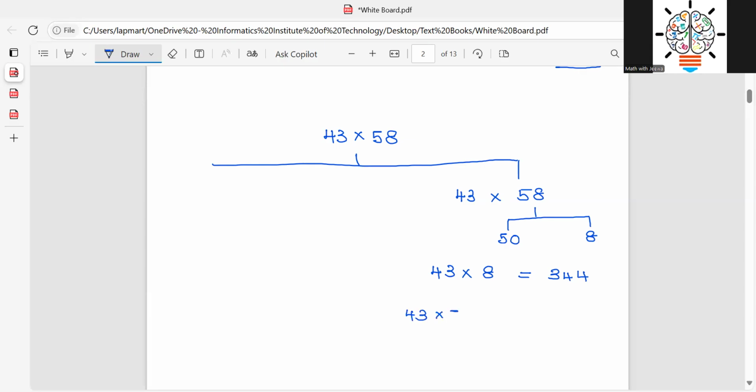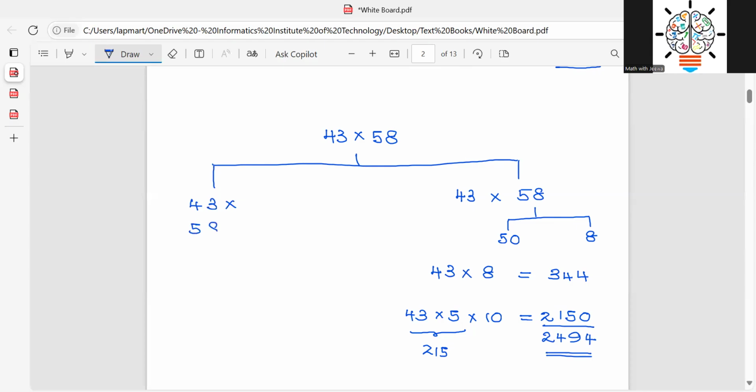Then what do I do? 43 multiply by 5 multiply by 10. Okay. 43 multiplied by 5, what will be the answer? It gives me 215. And that 215 multiplied by 10 is 2150. Then I add them together. Here 4, 9, 4, 2. Right? So this is how you want to get it. 2494.